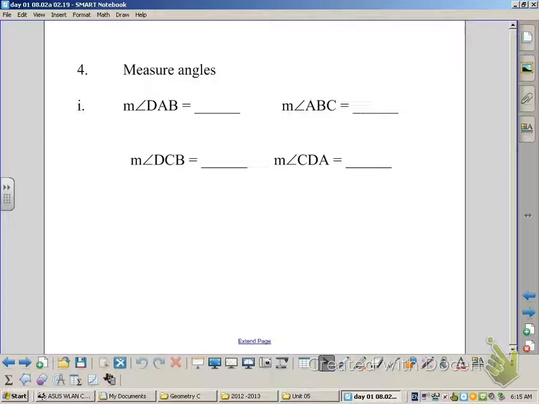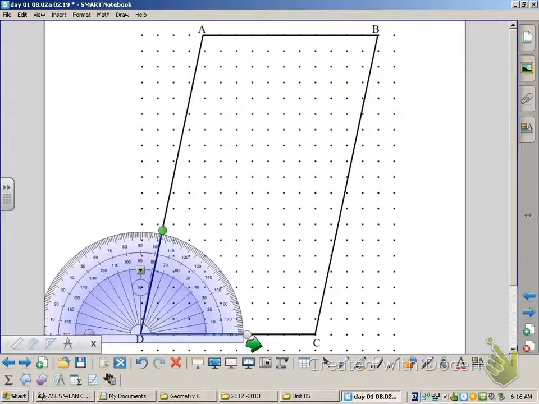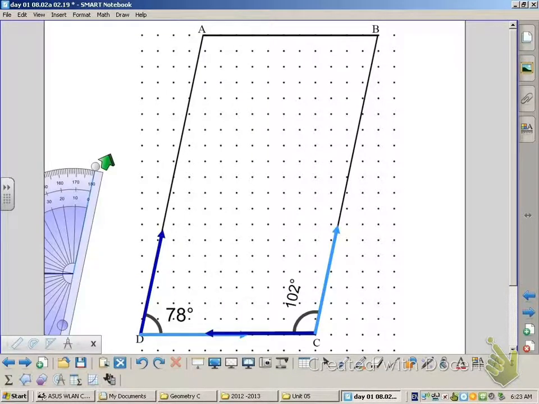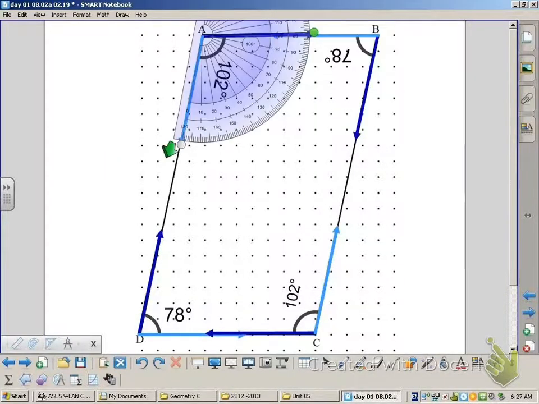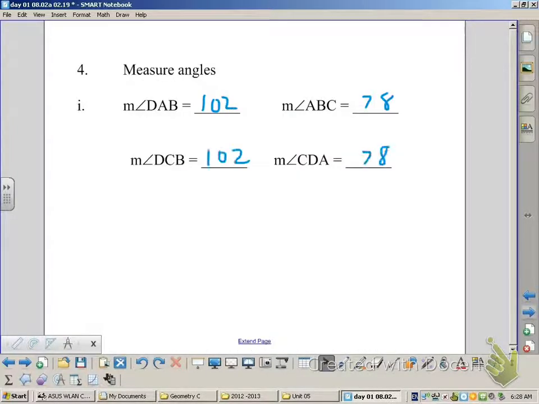Alright, now that you've measured the angles, hopefully you've written them in on the pictures. Let's take a look and see what the answers are. As I'm measuring my angles, I found my angles to be 78, 102, 78, and 102. So I'm going to go back and fill those into the blanks. That's an interesting pattern. Let's keep that in mind for an upcoming question.